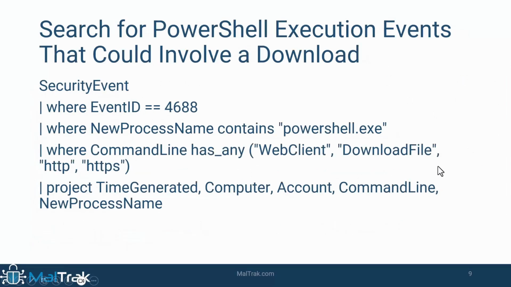Okay, here we search for PowerShell execution events that could involve a download. So security event where event ID equals 4688, a new process name contains powershell.exe and the command line has any of WebClient, DownloadFile, HTTP, HTTPS, and project TimeGenerated, Computer, Account, CommandLine and NewProcessName. Let's go ahead and search for this.